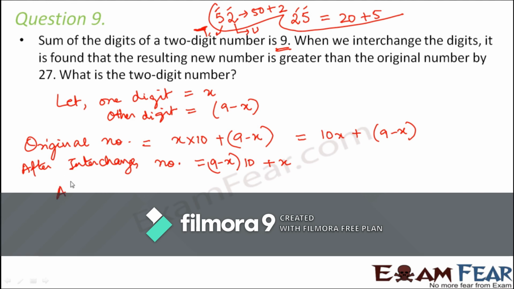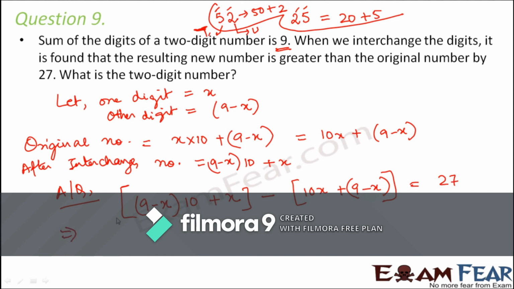Now as per the question, the new number is greater than the original number by 27. So new number minus original number is equal to 27. The new number is 9 minus x into 10 plus x, minus the original number, that is 10x plus 9 minus x. So this is equal to 27.